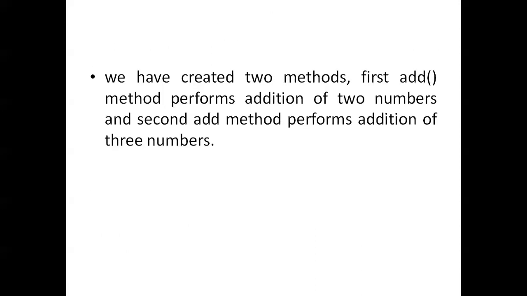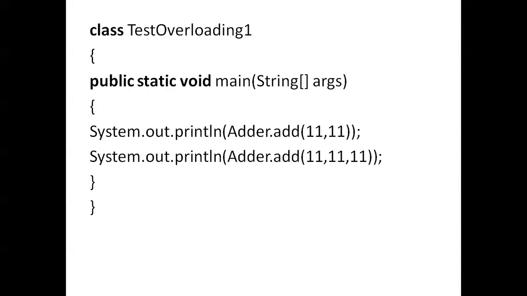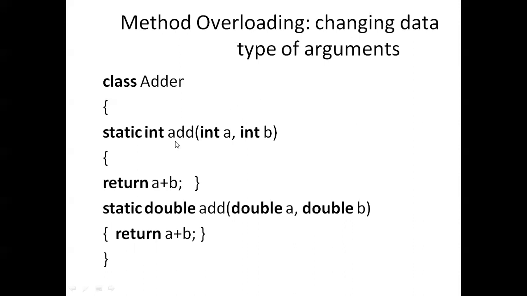What is our next way? Changing the data type of arguments. Instead of this add with integers, whereas in the previous example we saw the integer data type only, in this next example we are giving different data types. Here I am passing integer, but in the second one I am passing the double data type. So int add of int a, int b, here also I am giving return a plus b, and next time double add, here also a plus b.